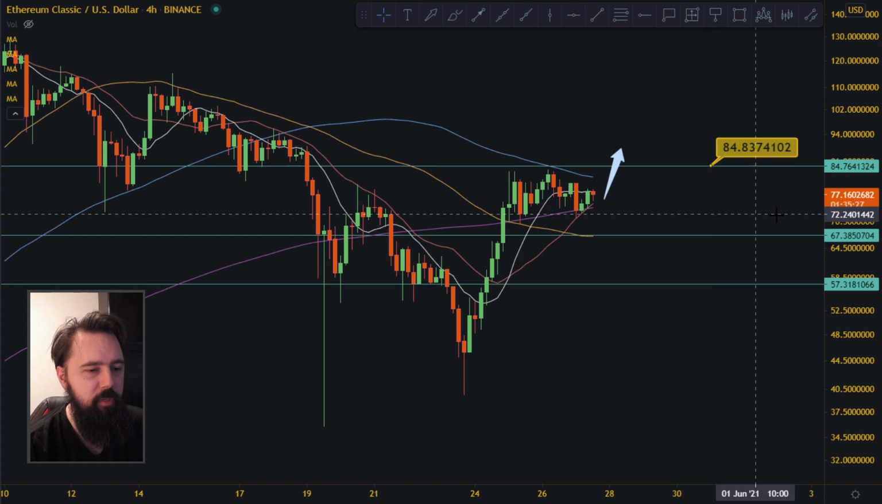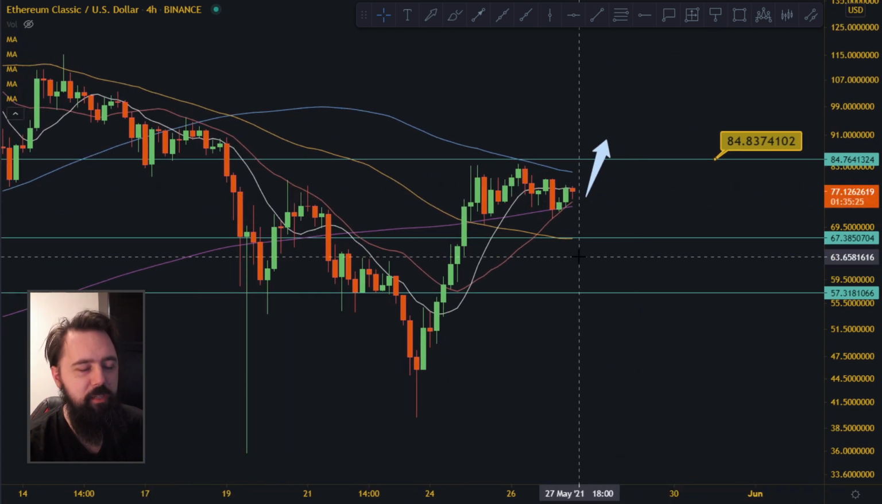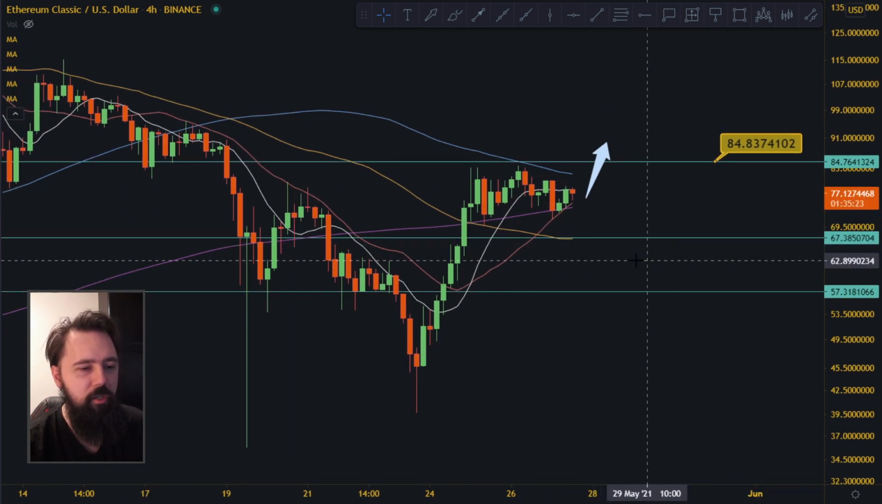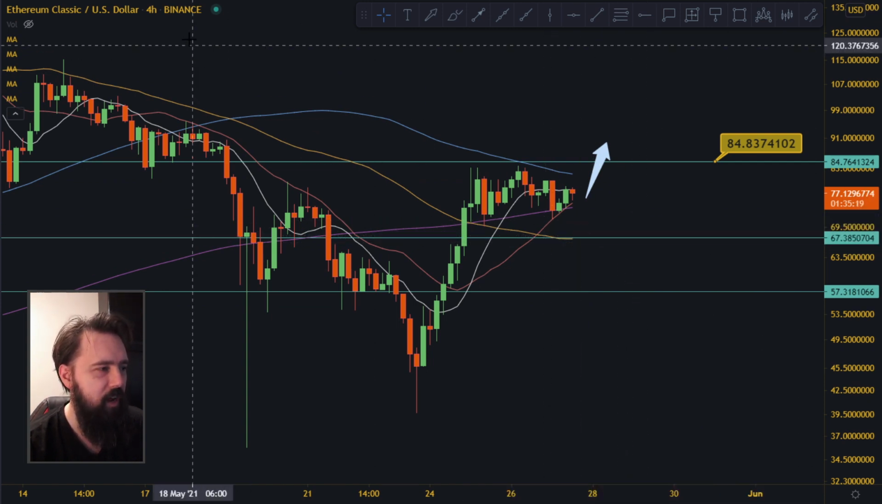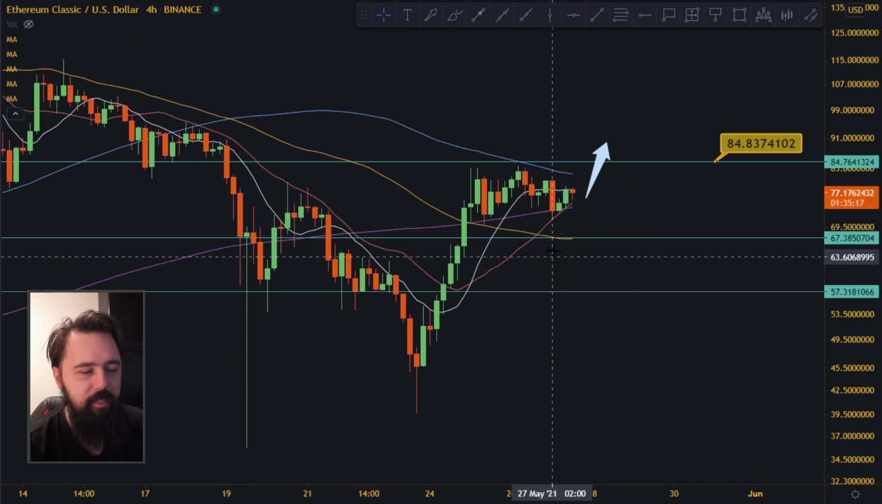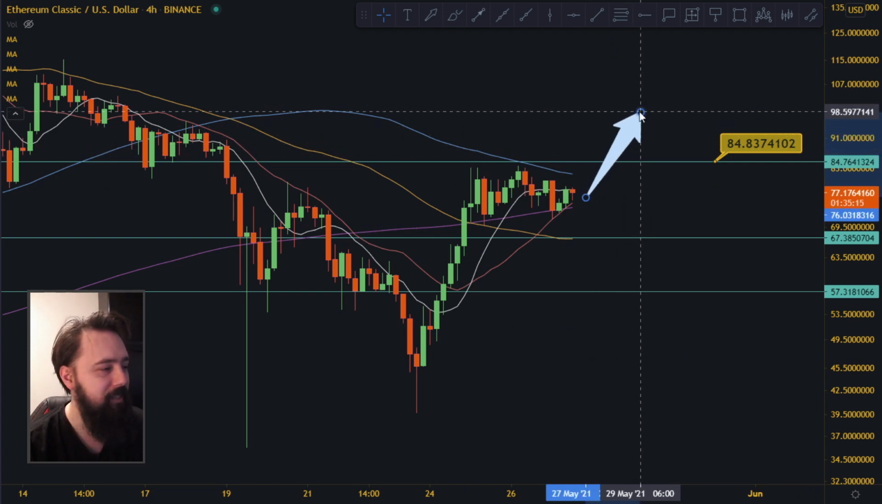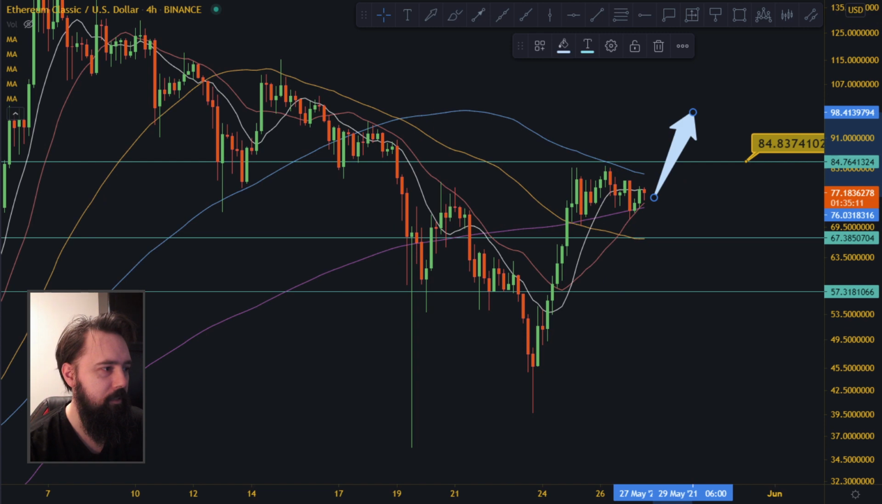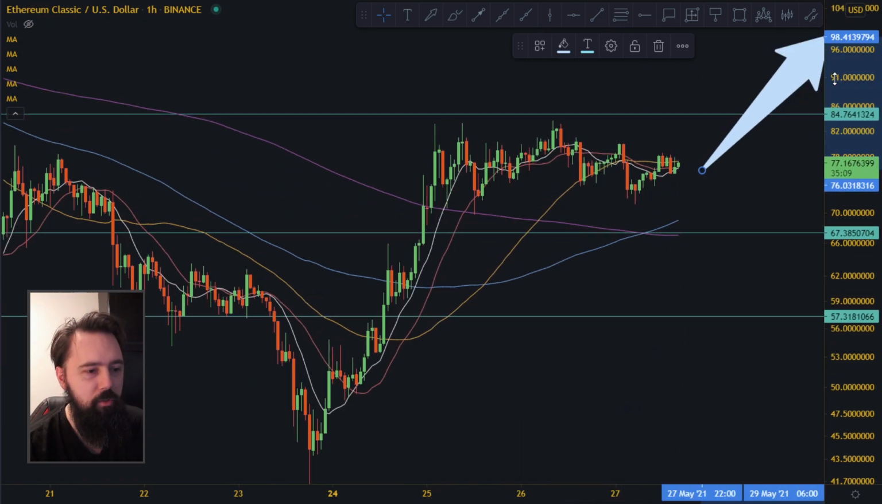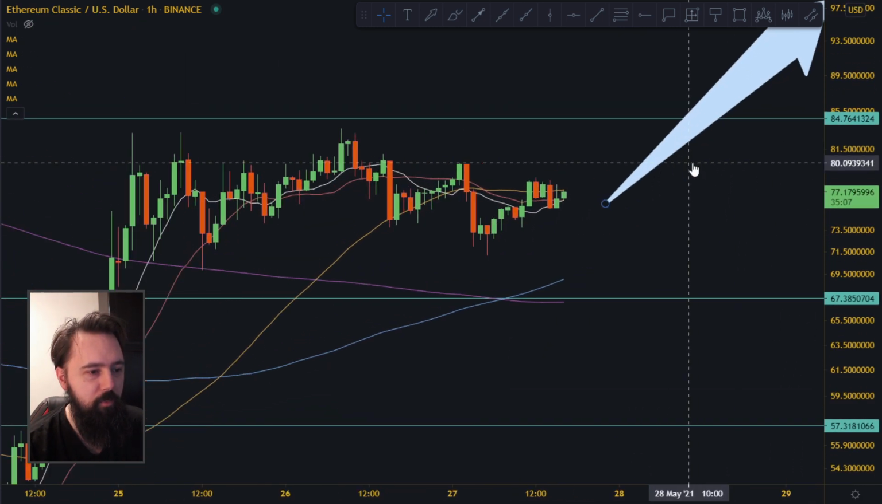But these two lines should be like a measurement of how far down we can go. So as long as we go down to some 67 levels, it's fine. But if we go down further, it's not fine. But I think this has a bigger probability to break to the upside than to the downside. This is a big probability.